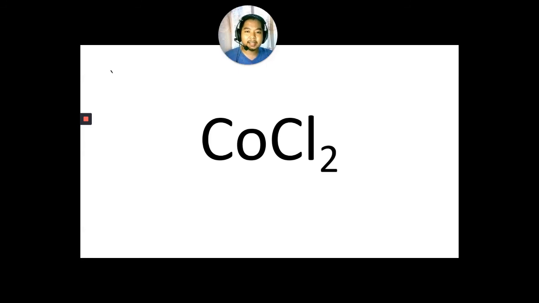And sa susunod na kabanata, pag-uusapan natin how to name elements, ionic compounds involving transition metals, and how do we name chemical formulas involving covalent compounds.